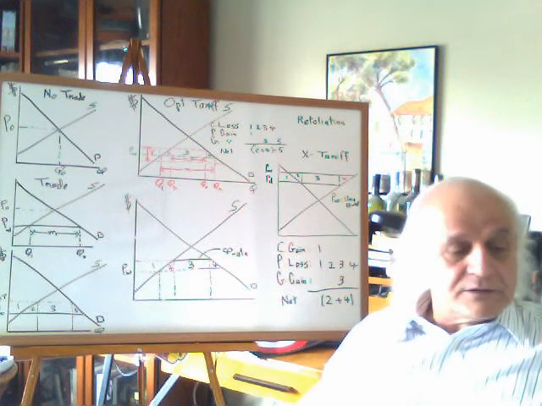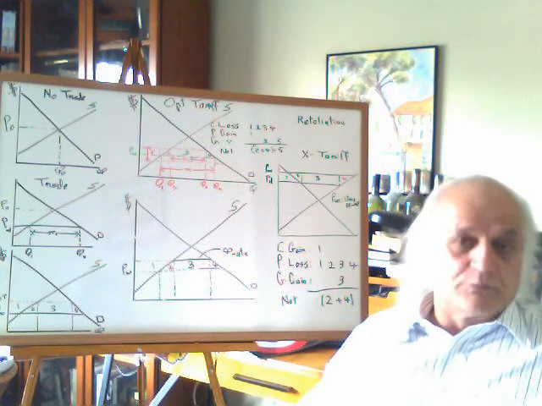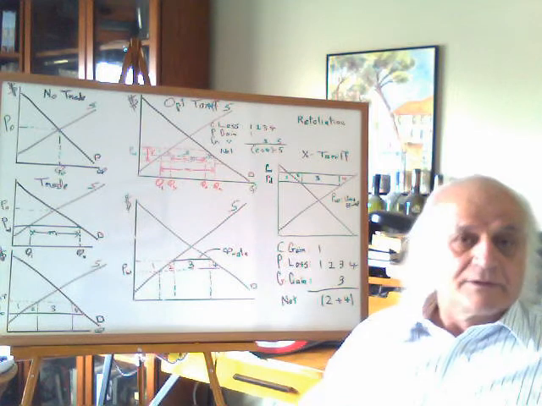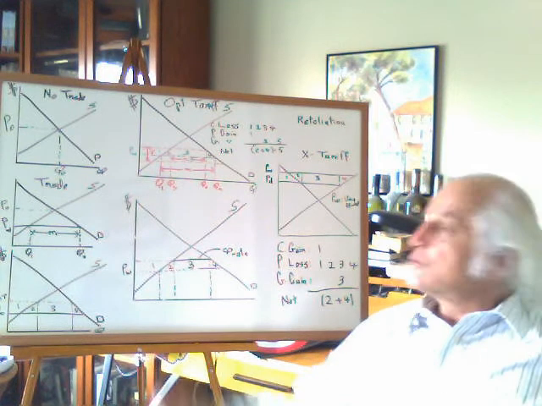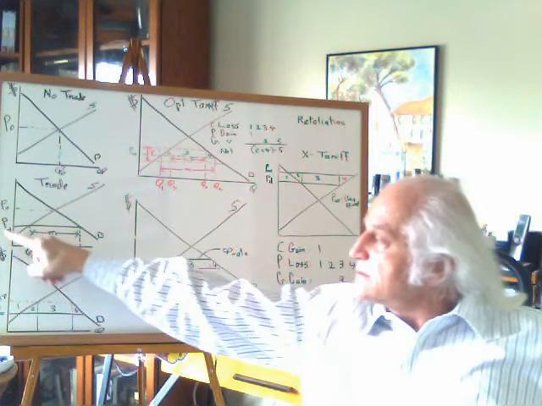Now, we're going to open this country for trade, but we're going to make an assumption: that this country is small, or relatively small. That is to say, it cannot affect the world price. So the world price is P sub W.